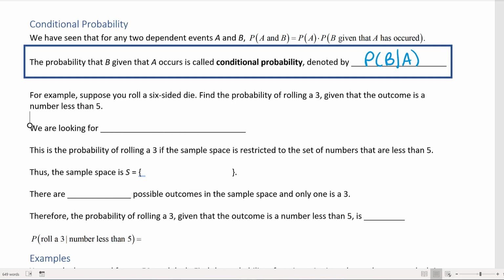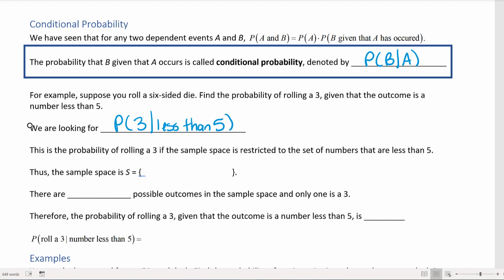For example, suppose you roll a 6-sided die. Find the probability of rolling a 3 given that the outcome is a number less than 5. So let's say I roll the die and I don't show you, but I take a look at it and I say, okay, it's less than 5. What is the probability of that die being a 3? Well, in notation form, we're looking for the probability of 3 given that our die is less than 5. And that's how we're going to write it. That bar is pronounced "given that."